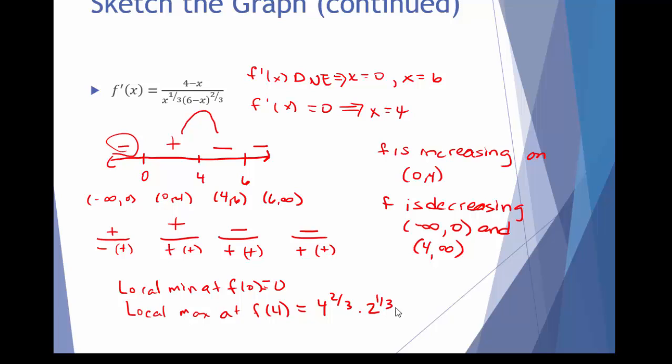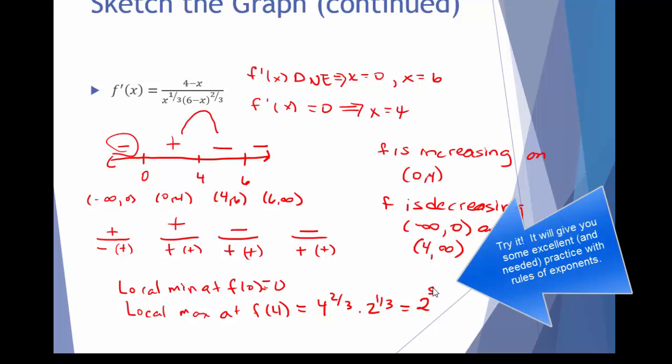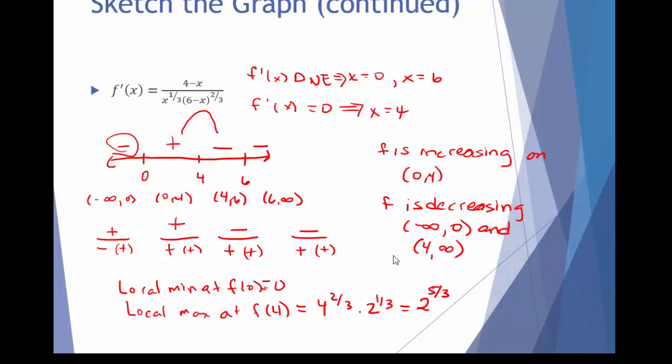to the 1/3, which if you manipulate that around, things like changing 4 to 2 squared and combining all of your exponents, you're going to end up with 2 to the 5/3. If you want a good indicator of whether or not you remember your exponent rules, verify that this is in fact true.